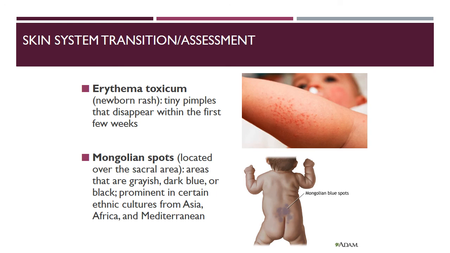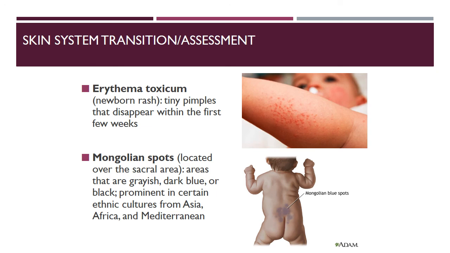The biggest thing with Mongolian spots is that sometimes they're mistaken for abuse. So do your due diligence. Make sure it's just in that location. Does it blanch? Does it not? Have another nurse come look at it. Ask the parents, were they born with this? Because typically they're born with a Mongolian spot, or it may develop fairly quickly after the baby is born. So don't assume that it is abuse, especially when it's in this area.